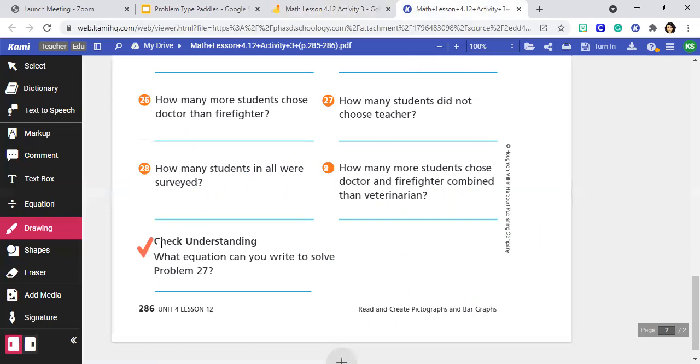And so for number 27, how many students did not choose teacher? What equation did you use? I will be honest with you that the way that I did it is not the only way to solve that problem. It's the way that I chose to solve that problem today. If you want to see a different way, talk to your teacher and say, hey, Mr. and Mrs. Teacher, can we do number 27 a different way? Is there a different way to solve that? I bet you that they would love that.